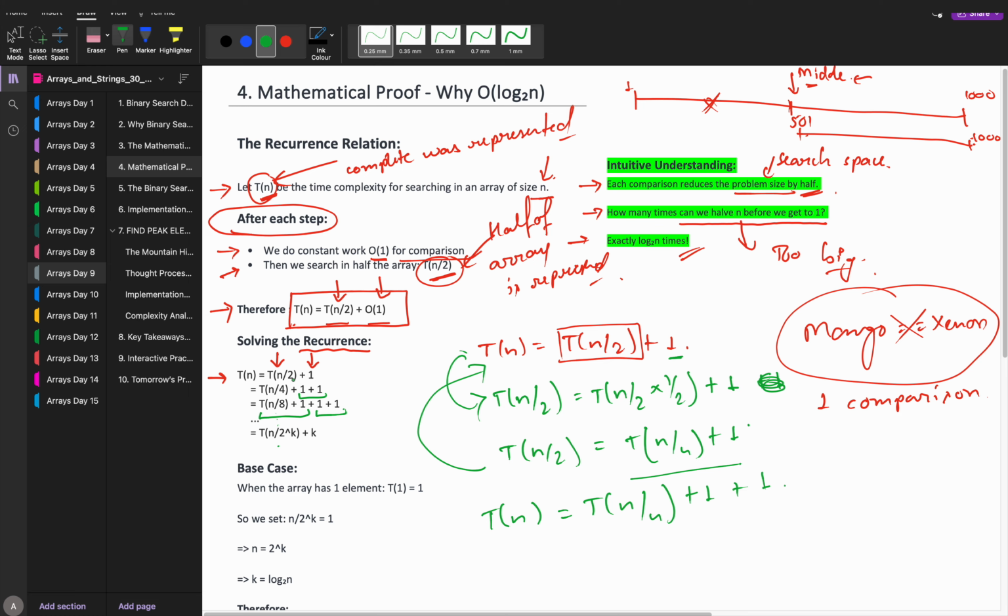First time divide by 2. Second time again divide by 2, it will become n by 4. Third time again divide by 2, it will become n by 8. So 2 is to the power 1, 4 is to the power 2, 8 is to the power 3. Third time we divided, right? First division, second division, this one is the third division. That's what 8 is, 2 to the power 3.